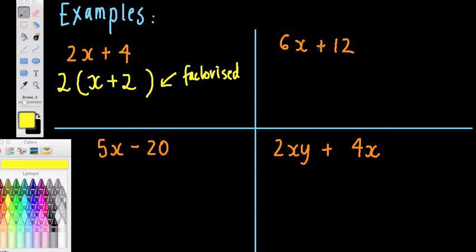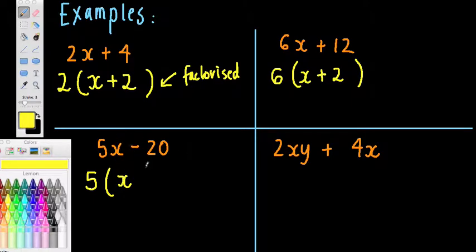This one here, 6x plus 12. What is the highest common factor there? 6. What's left inside the bracket? 6 times what is 6x? 6 times what is 12? And there we have 6 bracket x plus 2. This one here, highest common factor, so what goes into 5x, but what also goes into 20? 5 goes into both of those. 5 times x gives me 5x. Be careful here, I've got a negative, so 5 times what gives me negative 20? 5 times negative 4.